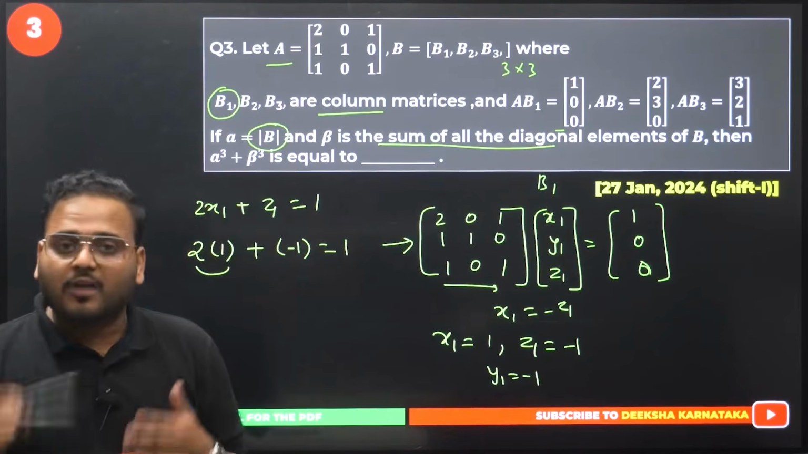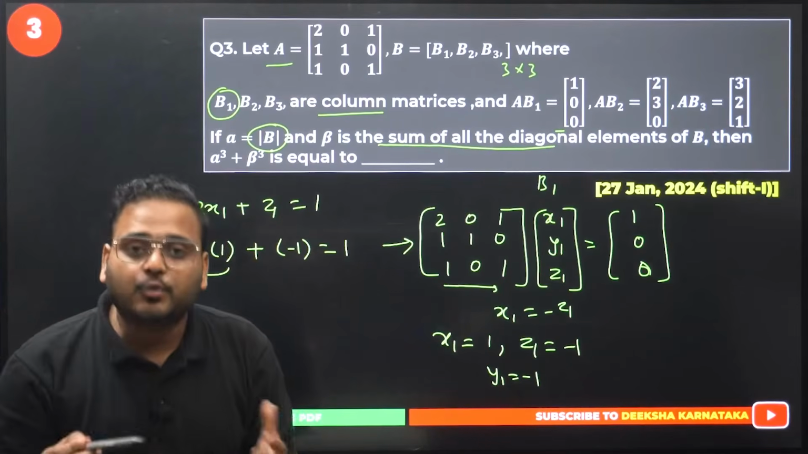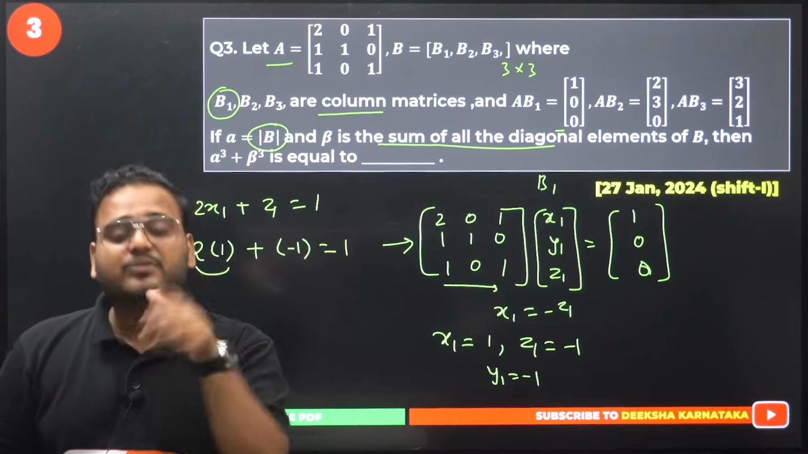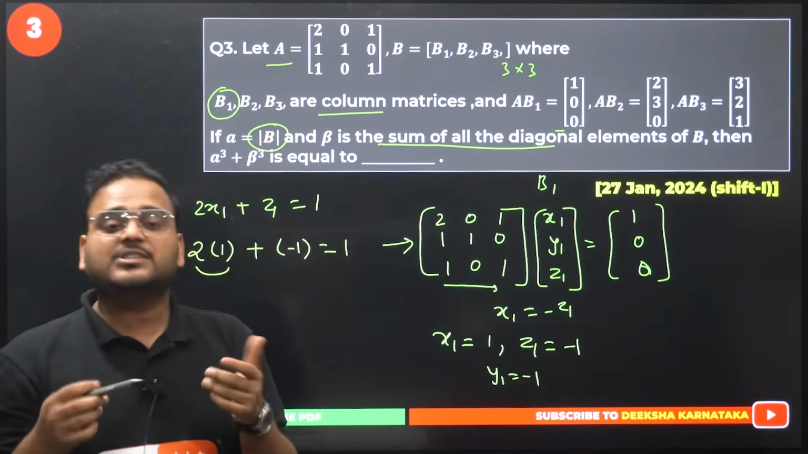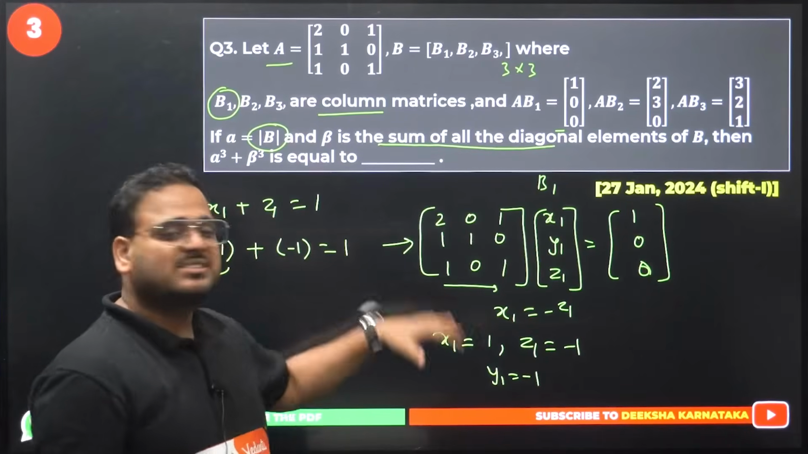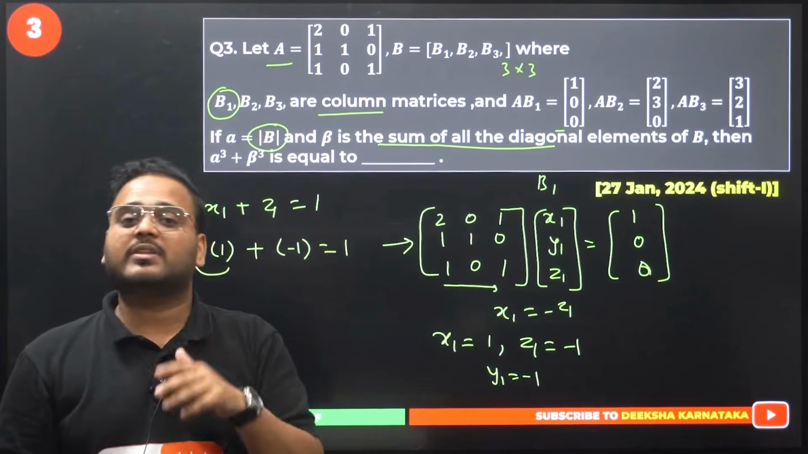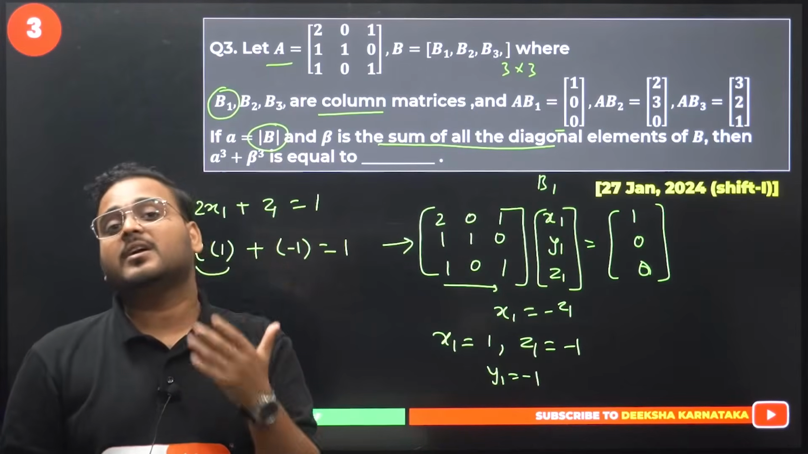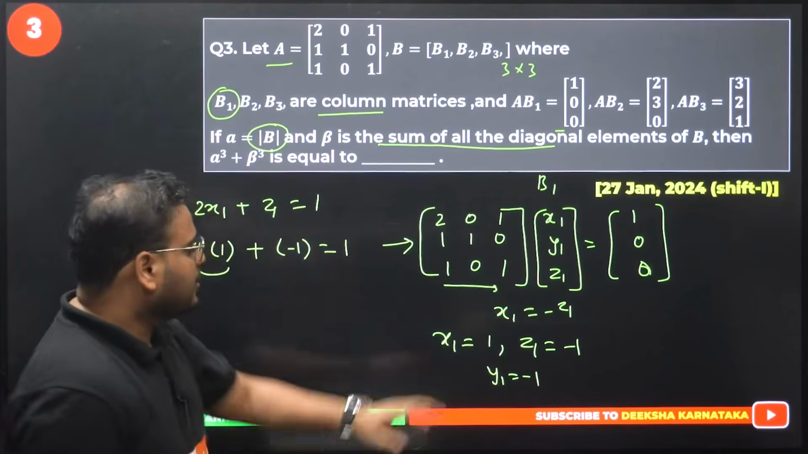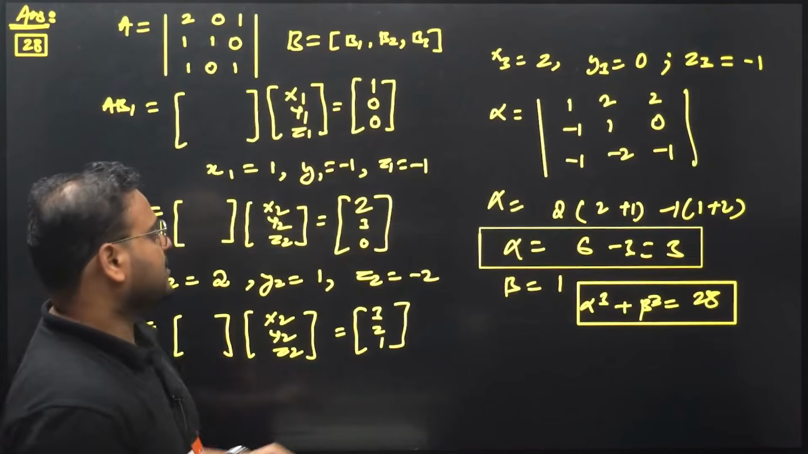So you don't have to solve all these steps, you can just do it in your mind. Even if it is a small step, try to skip over it. With regular practice, you'll be able to skip 4 or 5 steps altogether. Try to do these steps in your mind, especially when you're preparing yourself for any competitive examination. So the answer is x1 is 1, y1 is -1, z1 is again -1.